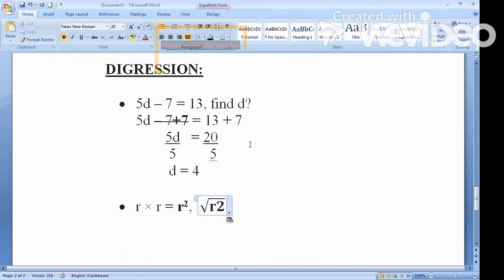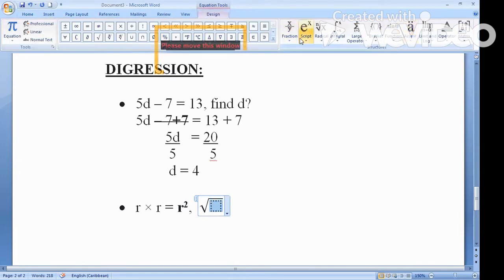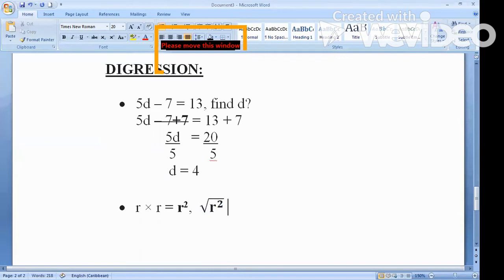So if you square root a square, for example, you have r squared, the square will vanish, giving us what? r. All right? So make a note of that. If you have a square and you want to get rid of the square, what do we do? We square root. All right, so make a note of that.